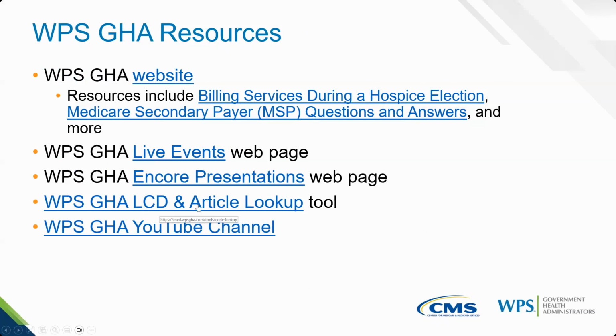Here's where you can look up our LCDs and articles on our website. You can put a word or a code and search to see if we have a local coverage determination or companion article for that item or service. But remember, the search is on the title of the LCD or article lookup. You might care to take a look at CMS's Medicare coverage database to see if there's LCD or articles, because I believe that looks within the document itself versus just in the title.